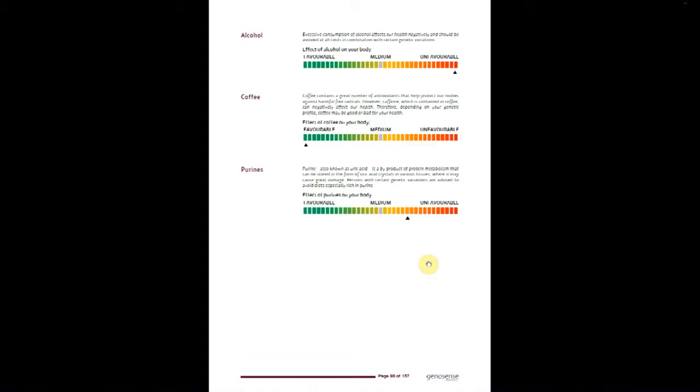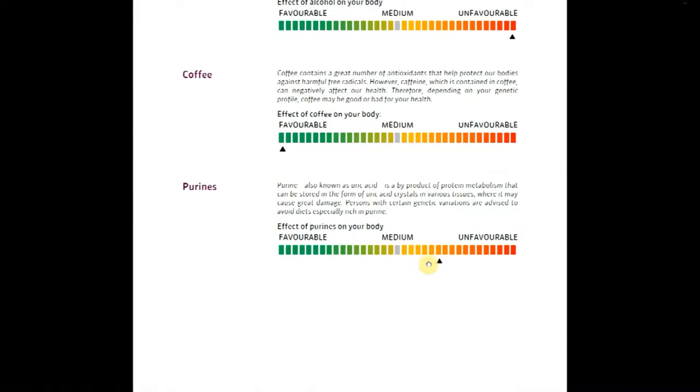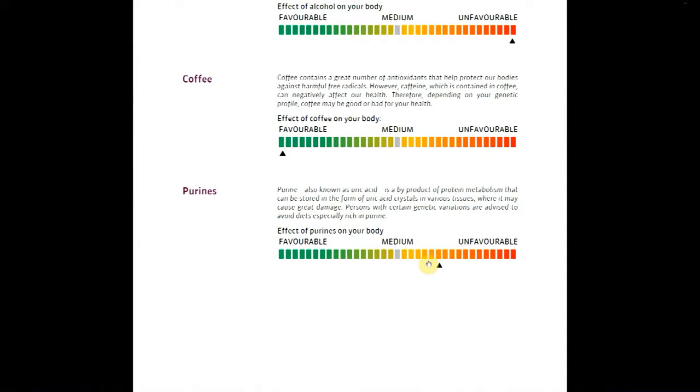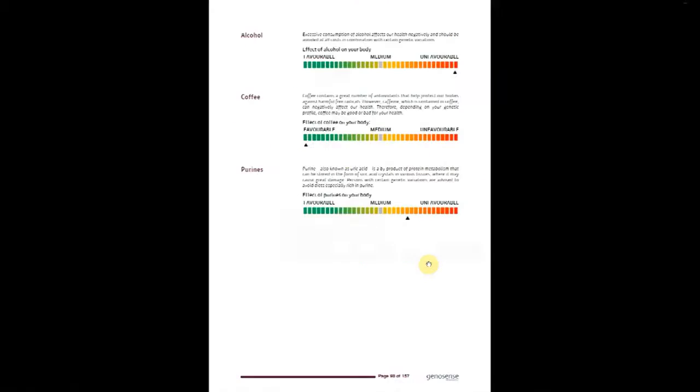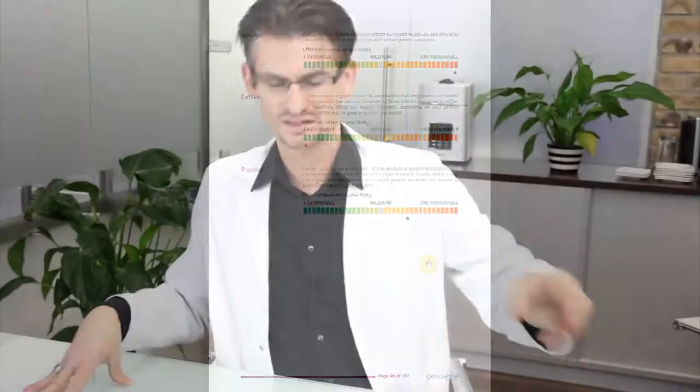Coffee, favorable in this case. It can have a protective effect as well. It has a lot of antioxidants, so for some people it's good. And purines again is moderately unfavorable. Now this is just some background information. These are the typical substances in food that are bad for you. Very bad for some, moderately bad for others, and some of them are good for you.